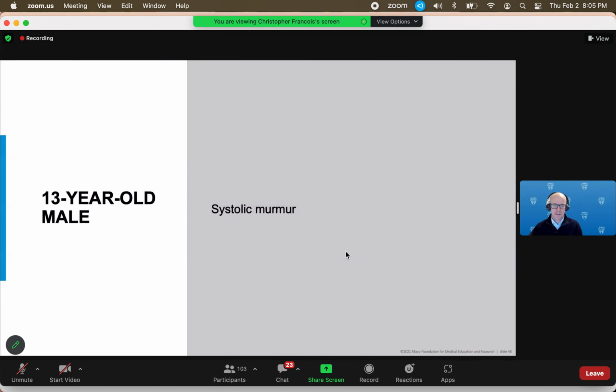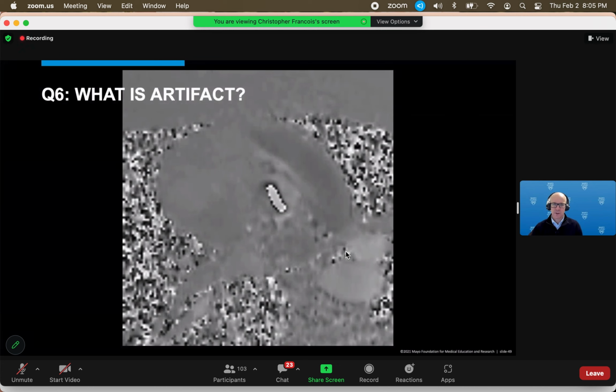Okay, next case, a 13-year-old with a systolic murmur. And whoever's up next, what is the artifact that you are seeing in this image? Stephen? Is this like aliasing artifact? Yeah, exactly. So this is aliasing artifact. Do you remember what parameter we would need to change to get rid of that aliasing artifact?